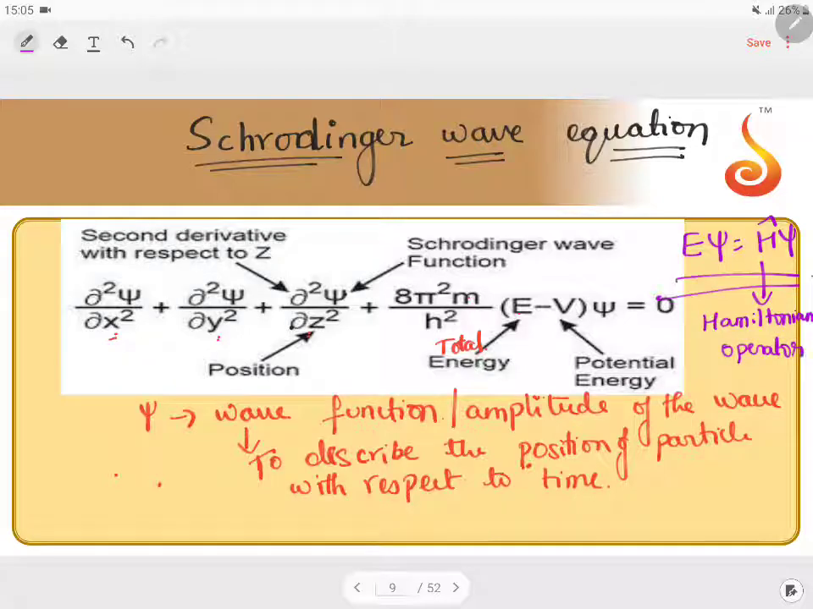That means it's a mathematical function. What is this mathematical function? This del square by del x square plus del square by del y square plus del square by del z square plus this constant. The entire thing is taken as Hamiltonian. So that's the Schrodinger wave equation for hydrogen atom.